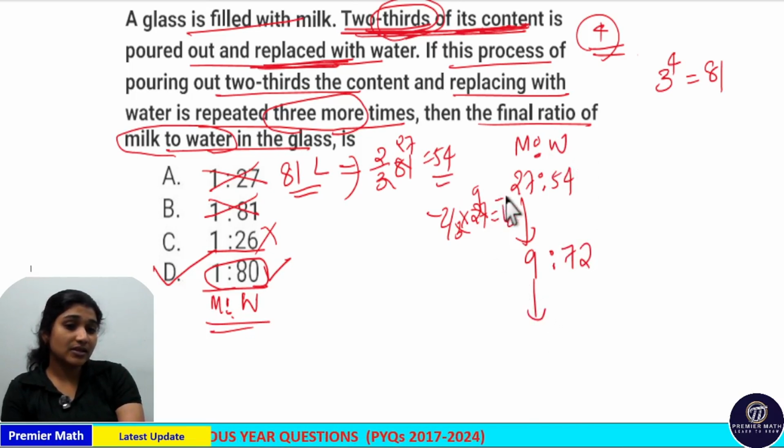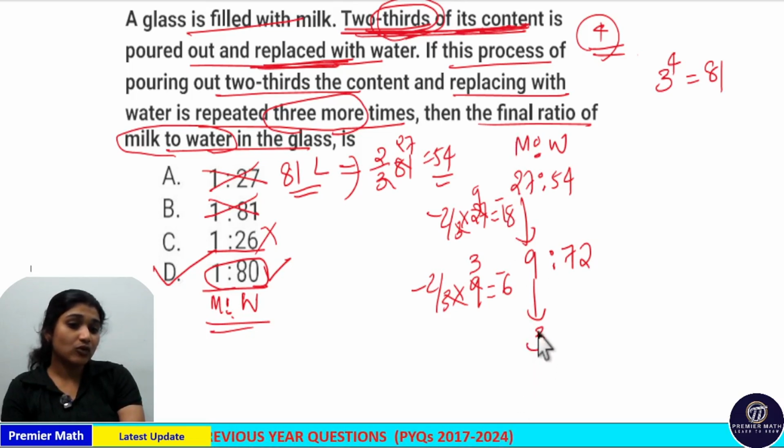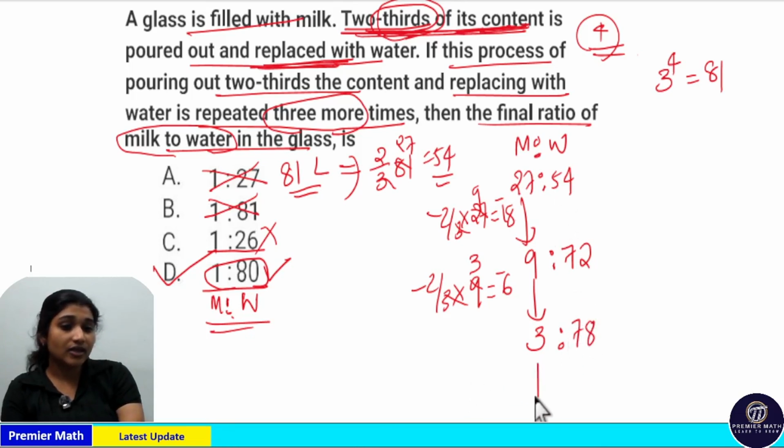Again, you are replacing 2 by 3 of the solution with water. So taking out 2/3 of the solution means you are taking out 2/3 of the milk and 2/3 of the water part. So 2/3 of the milk part means you are taking out 6 liter. So 9 minus 6 is equal to 3 liter, the milk quantity after the third replacement. Then 3 plus 78 is 81. The water part should be 78 liter because this is a replacement. Again you are taking out 2/3 of the mixture, which means you are taking out 2/3 of milk and 2/3 of water.